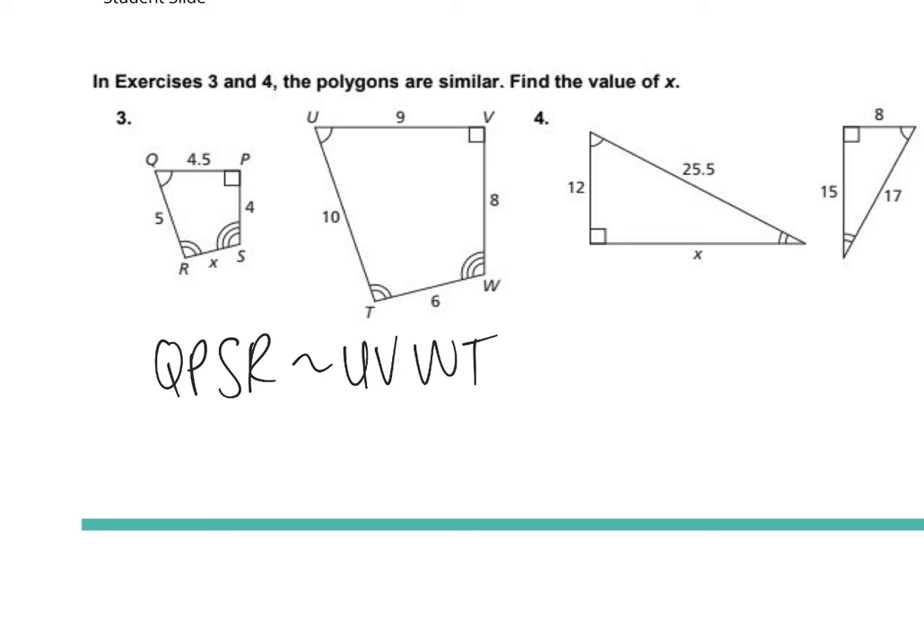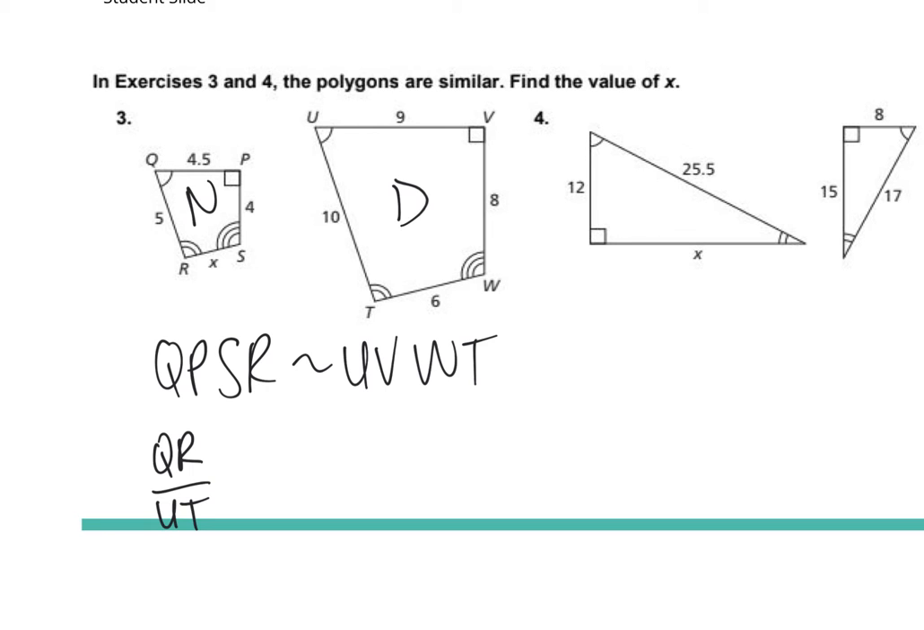Zoe? QR and UT. I love it, okay? Now, double check. So we're going to put QR over UT, okay? Now watch. Which shape was my numerator? The first one. So put an N in there, and then the larger one, which was UVWT, is my denominator, right? Put a D in there, okay?